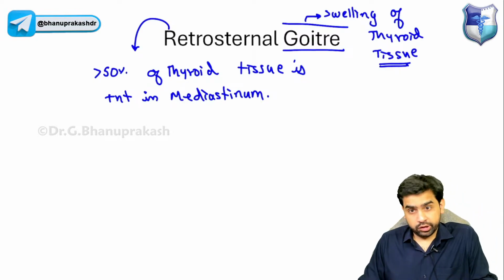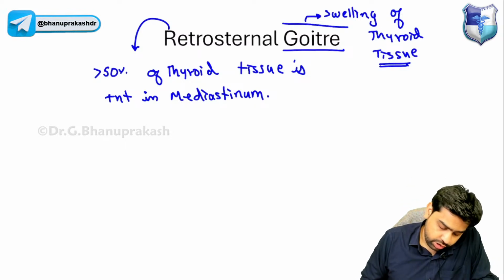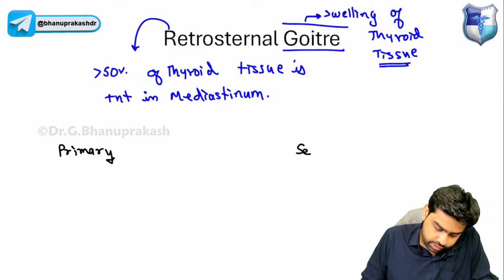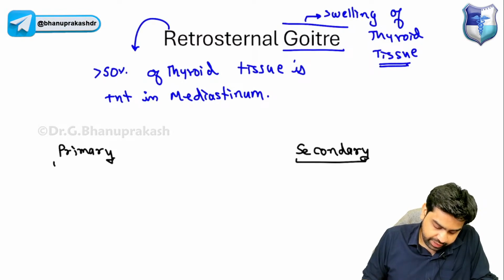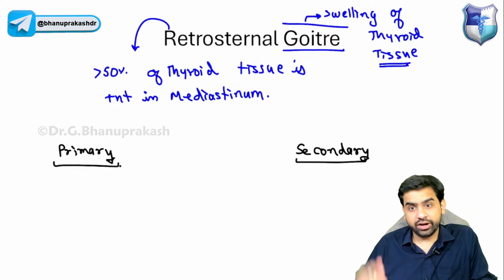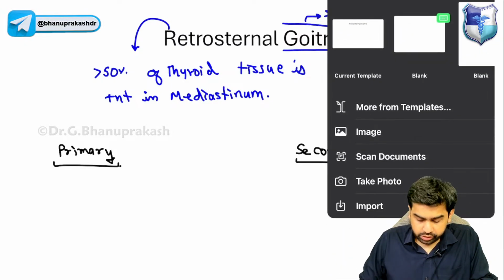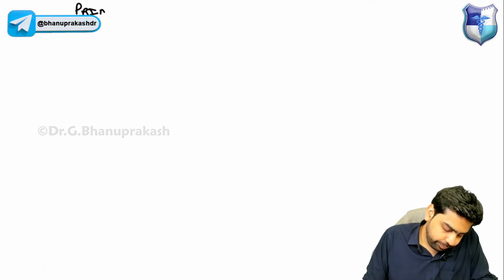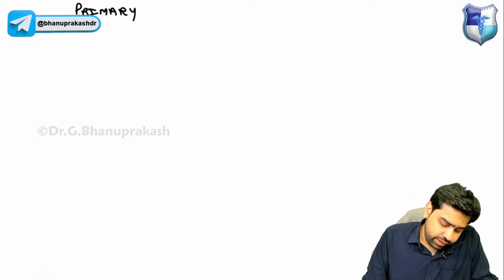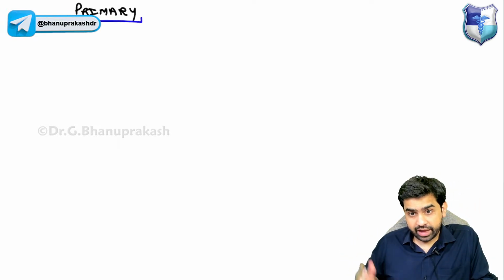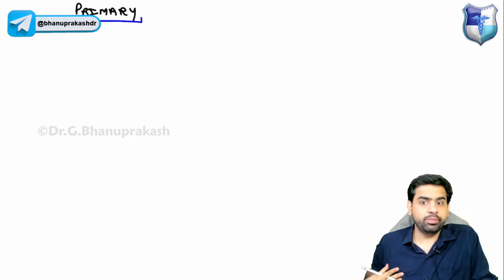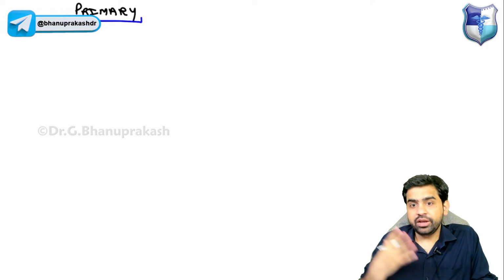Now, this retrosternal goiter can be of two types. It can be either a primary retrosternal goiter or a secondary retrosternal goiter. Let us try to understand these. What is the primary and what is the secondary retrosternal goiter? Primary retrosternal goiter is a condition when the development of the thyroid tissue is happening in the mediastinum itself.